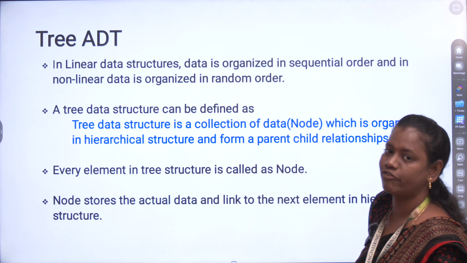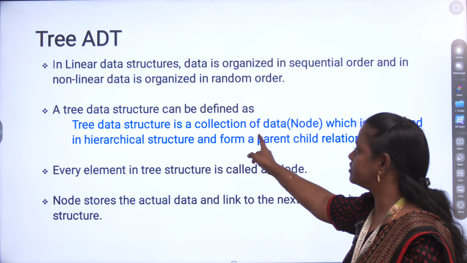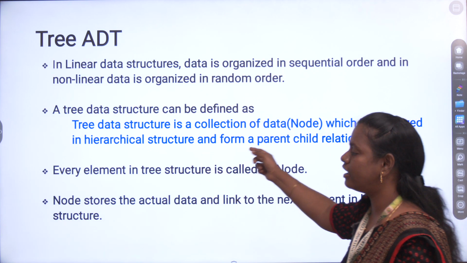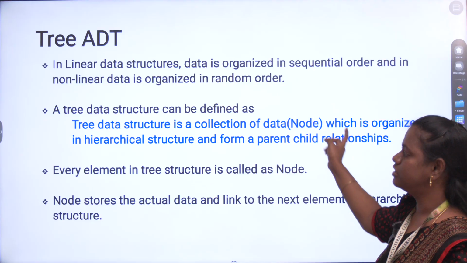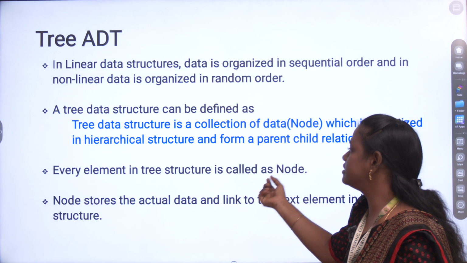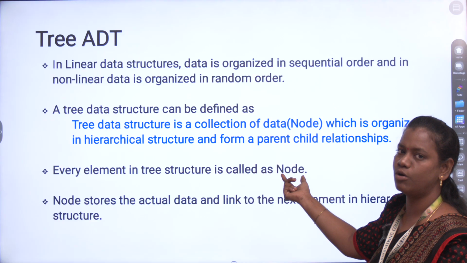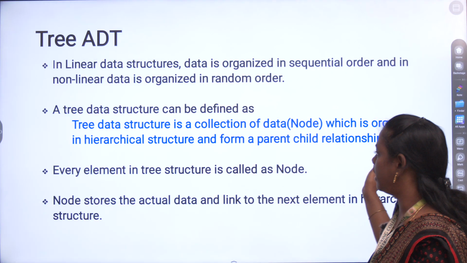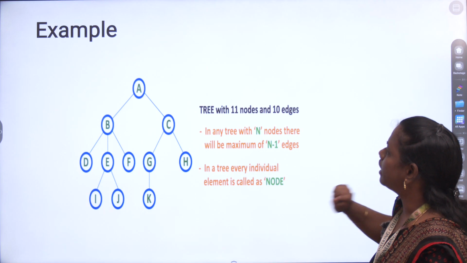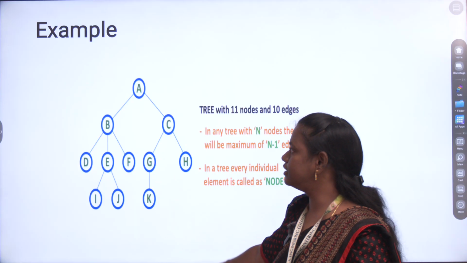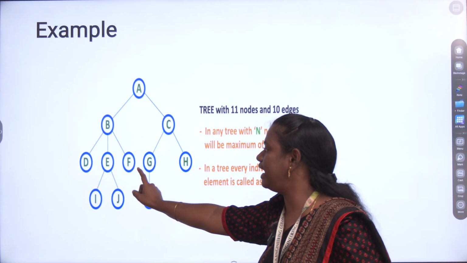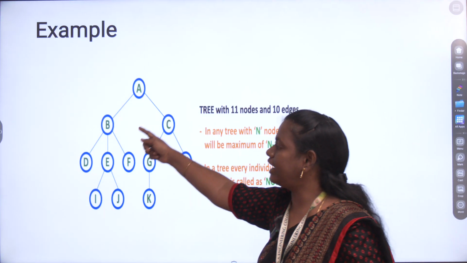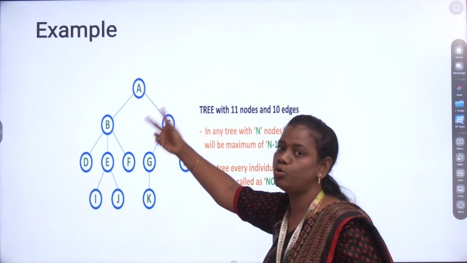And then this is your definition of the tree data structure. A tree is nothing but a collection of nodes which is organized in a hierarchical structure. Here it forms a parent-child relationship. So this is your definition. Here in each node we are going to store data, and a link is nothing but a connection between 2 nodes. I will give you an example for this, and this is your example of a tree. So in this A, B, C, D, E, F, G, H, I, J, K, these are your nodes. And the line connecting 2 nodes is called a link.